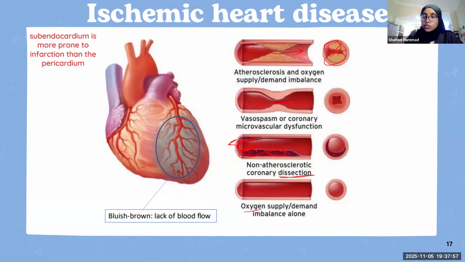The final thing is oxygen supply demand alone, meaning that the demand of the heart is higher than the supply of blood, and this causes an imbalance. And because of this, we have decreased blood flow in comparison to the demand. And all of this contributes to coronary artery disease and ischemia of the heart. You can see here this blue area of the heart here. Blue means there's not enough oxygen, and in these muscles, they are actively dying because they're not receiving enough oxygen. Okay?